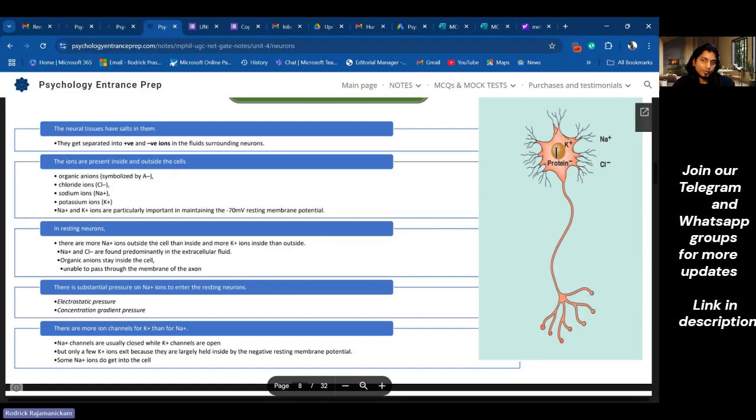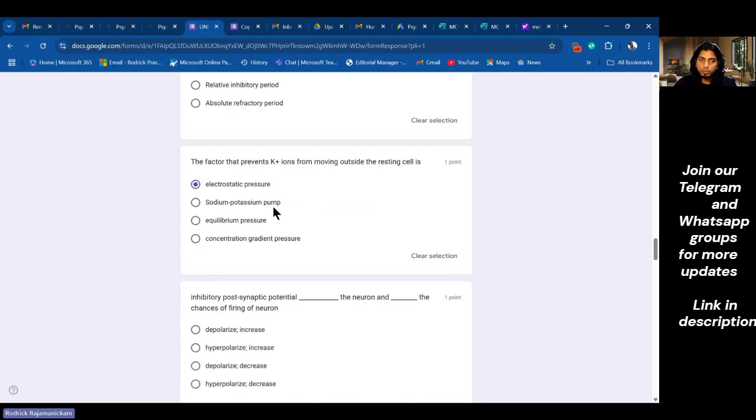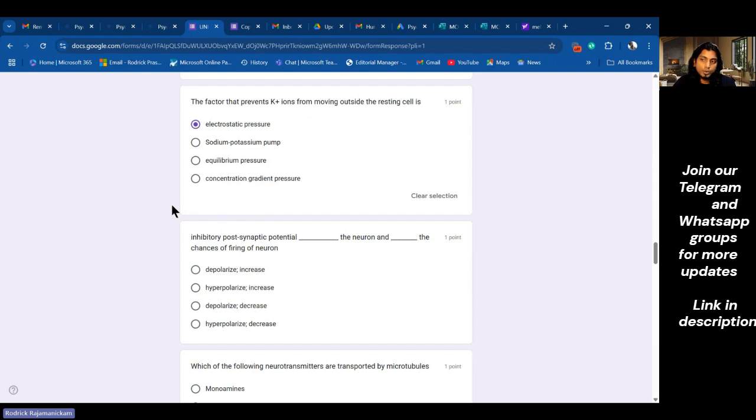And protein, which do not cross over, and they are the reason K plus are kind of held also. So this is at rest. So it would be electrostatic pressure, not the sodium potassium pump, which activates after an action potential. It's not involved. Equilibrium and concentration gradient are kind of the same thing, so they are not involved or predominantly involved. In fact, they would actually push the K plus outside. They do not resist it. They do not stop them from moving outside.